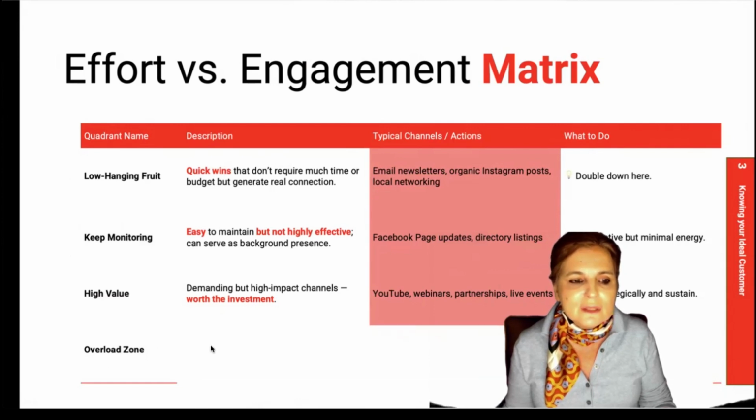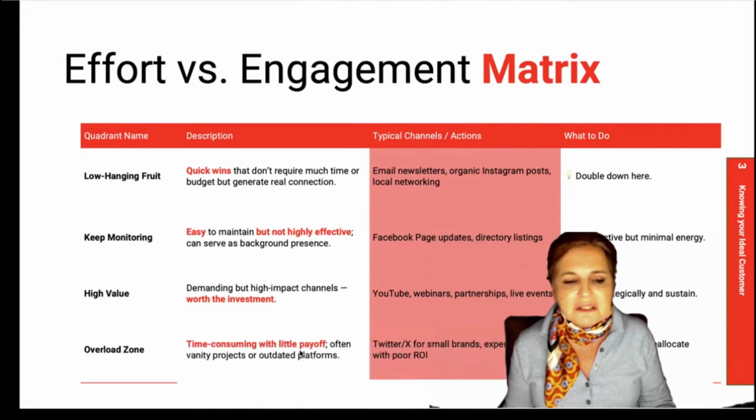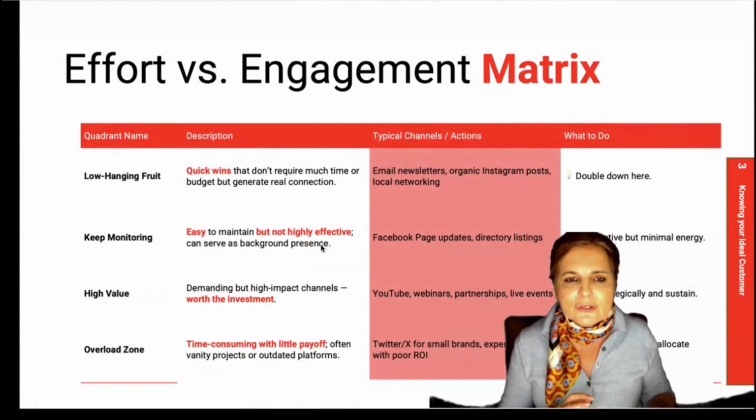And then the overload zone, time consuming, little payoff, often vanity projects or outdated platforms. And examples are X for small brands, expensive ads with poor ROI. What to do? Just drop it. Just reduce or stop or reallocate resources. The money and time that you are spending here, you better invest it in something else, right? So this is an interesting way to really transform that matrix into something that's actionable and to really choose the channels according to what you really want to do, right?